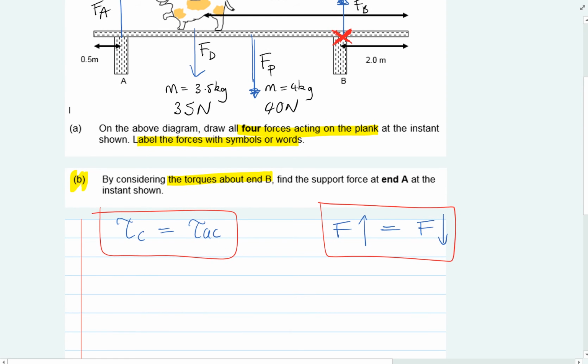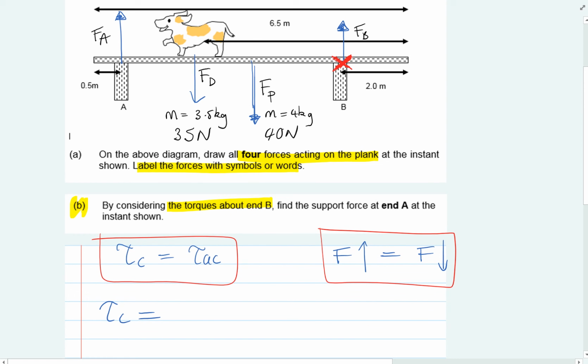Alright, let's start with the torques. So I'm going to break this up into two parts. Torques clockwise. So what are the forces that are going to make this thing want to turn in a clockwise direction? Well, looking at it, there's only one force that will do that, and that's FA.